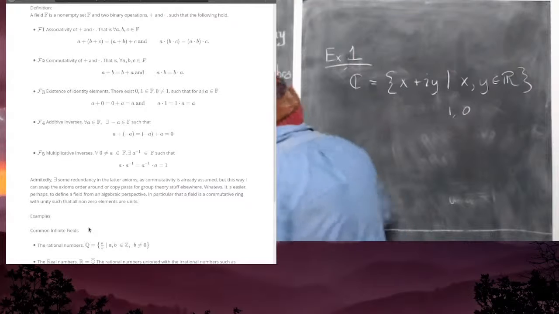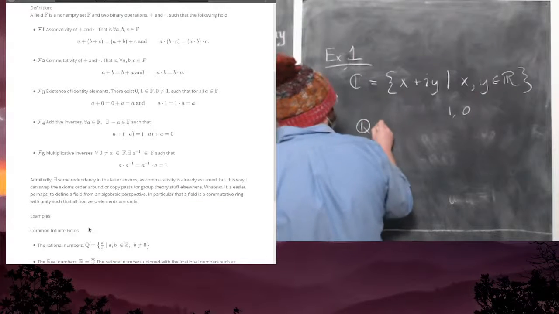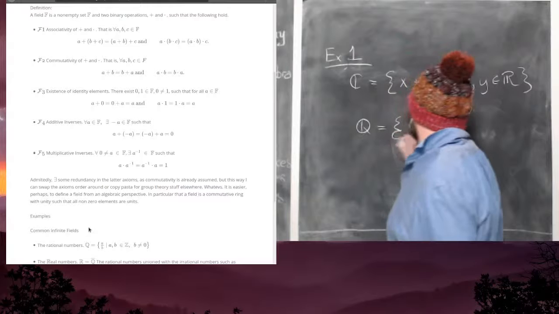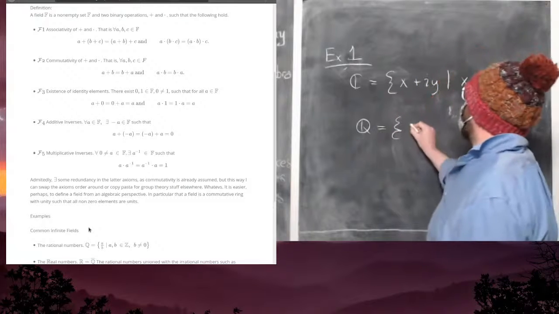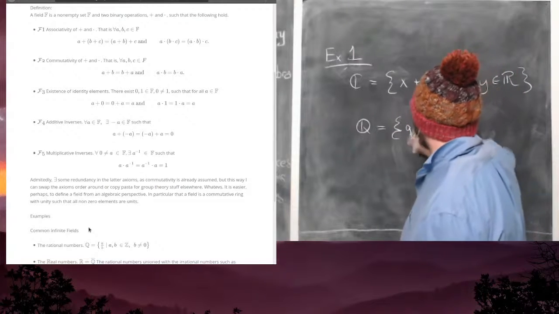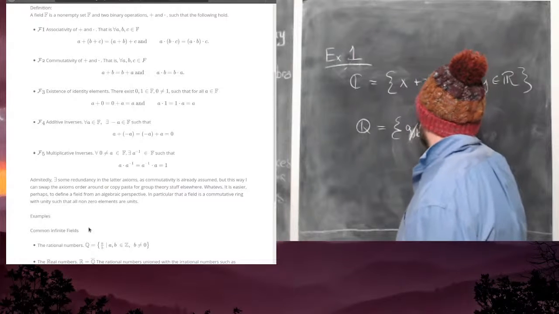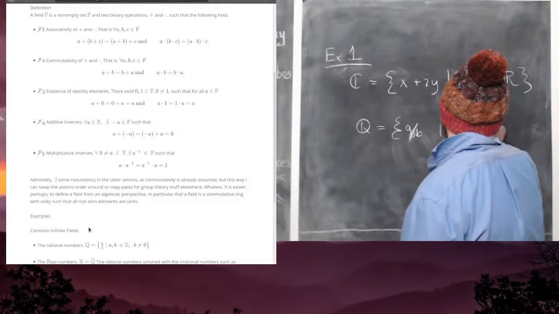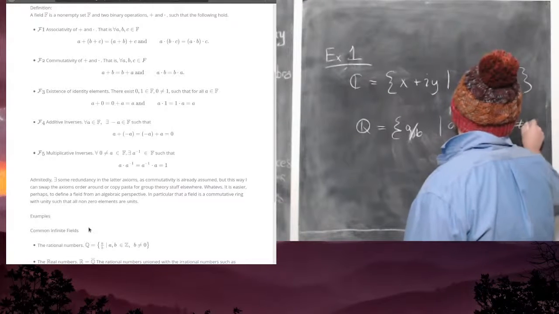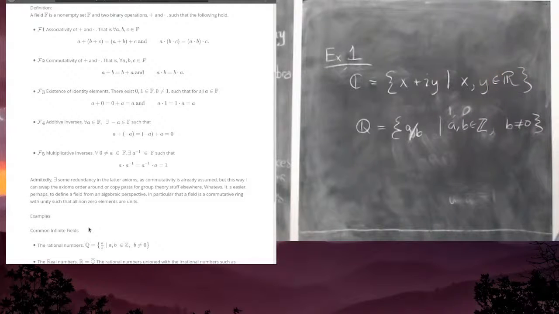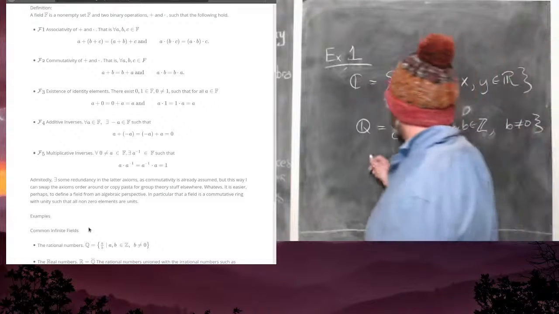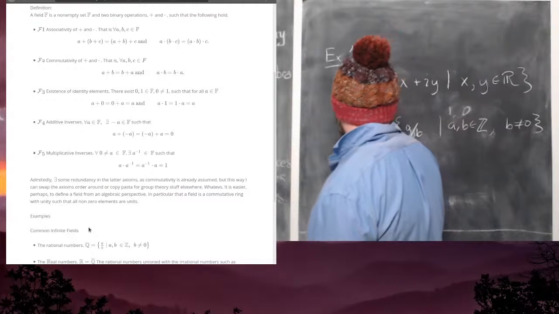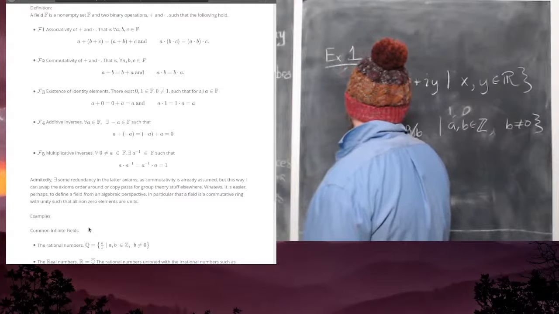There's also other fields. Q is a field, the rational numbers, yeah. Let's say A over B, with A and B being integers and B not 0. That's a field. Another nice field: you can take the rational functions, say with real coefficients.